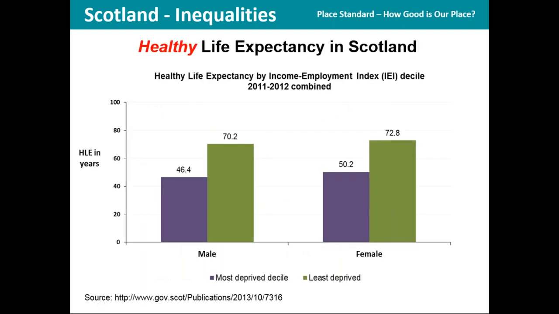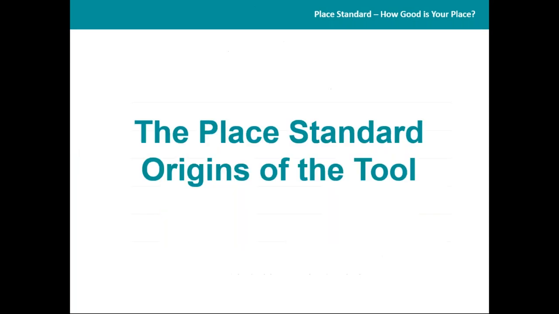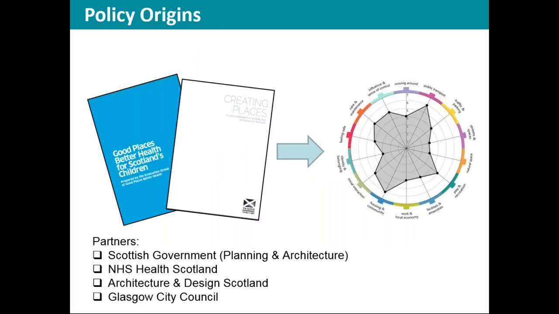And in terms of healthy life expectancy, again, this is an illustration. It's not the most up-to-date data, but the same statistics will play out. This is healthy life expectancy related to income and employment index. Again, between the most deprived decile and the least deprived decile, you can see significant differences in the gap of when people would expect to live healthily for. And that plays across both males and females. So that's the theoretical basis for the design of the tool itself.